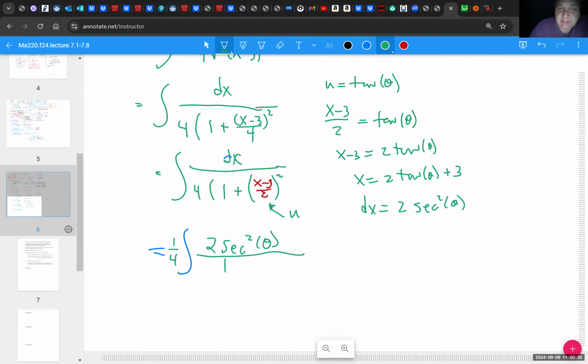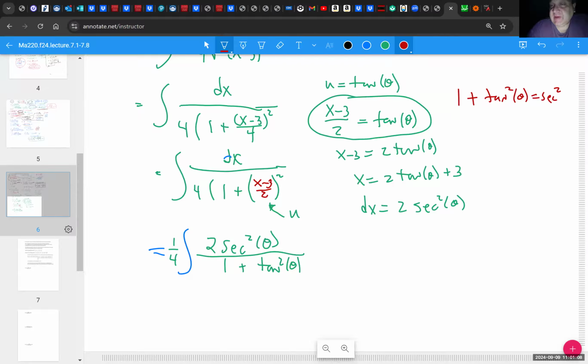And then I have 1 plus this x minus 3 over 2 being squared. Since x minus 3 over 2 is tangent, then x minus 3 over 2 squared would just be tangent squared. And the idea here is we can use one of our Pythagorean trigonometric identities. 1 plus tangent squared is written as secant squared. It's one of our standard trig formulas from your good old pre-calculus days.